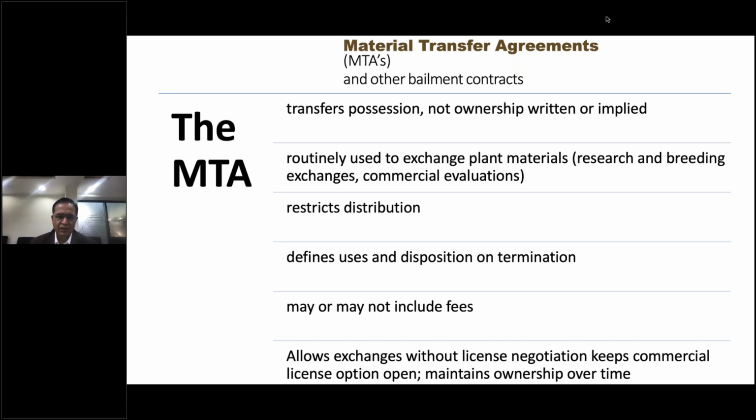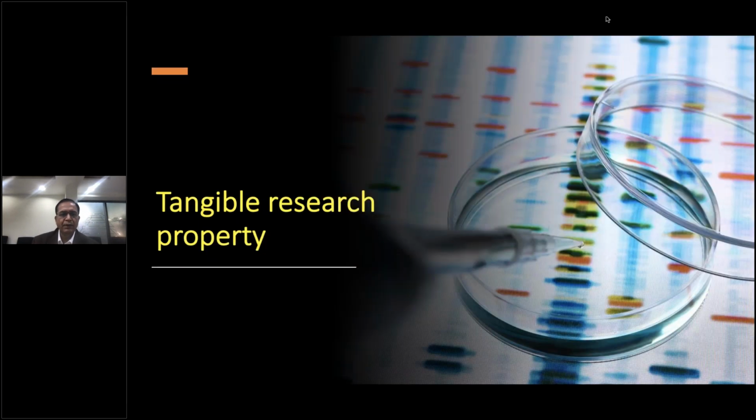In a way, MTAs are again not very specific. They can be tailor-made, but they do restrict distribution, define the uses and disposition on termination. May not have financial terms in it invariably, because these are all supplemented by contractual agreements. The option to move to commercialization at times can be kept open in MTAs as well, conferring ownership or bailment over a period of time. Let's look at different tangible property and how do we really look at strategizing their access framework.